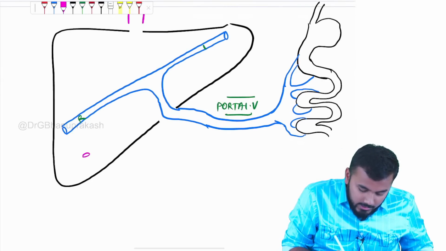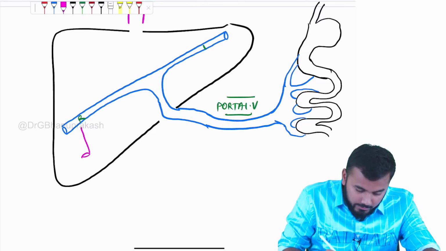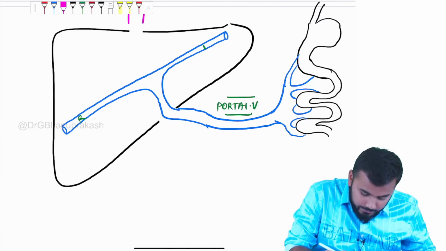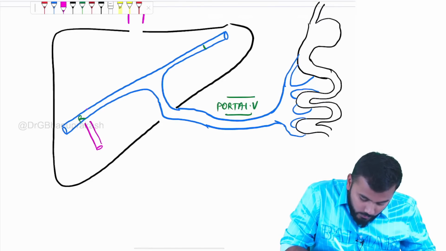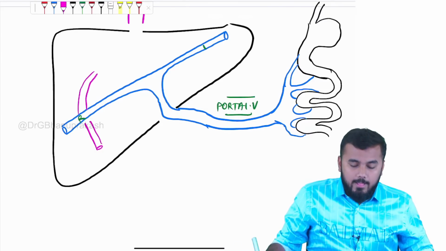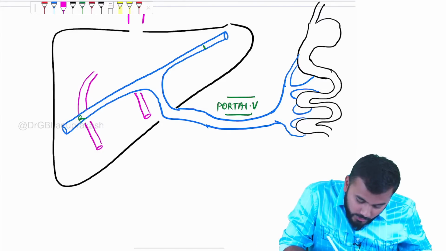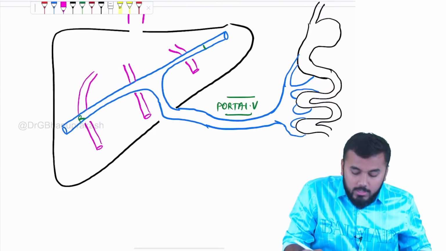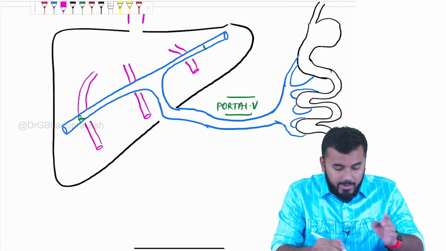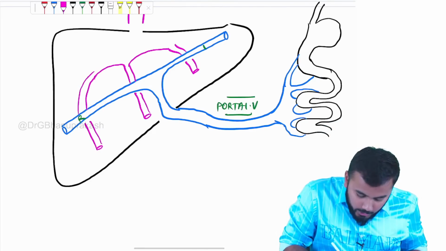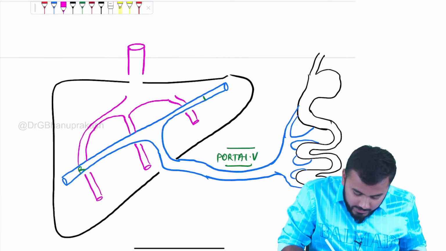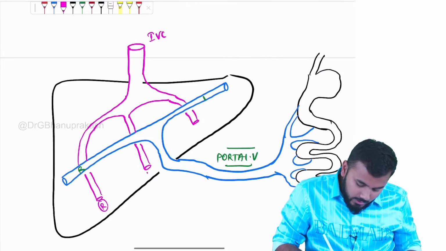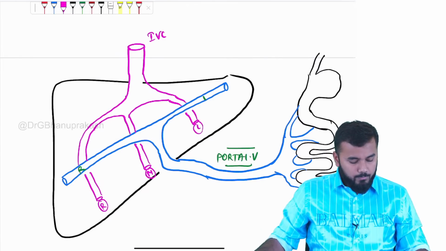Look here. This is called the right hepatic vein. Next important thing, this is called the middle hepatic vein, and this is called the left hepatic vein. Right hepatic vein, middle hepatic vein, left hepatic vein, all these three join together and finally drain into the inferior vena cava.